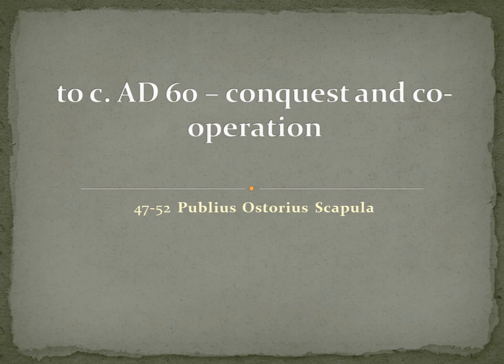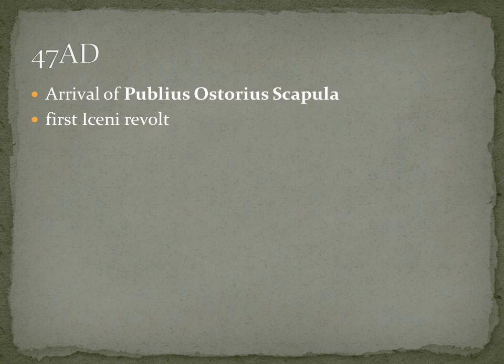Okay, today we're going to look at the early conquest period up to around AD 60, and we're going to be focusing on the second governor, Publius Ostorius Scapula, who was governor of Britain from AD 47 to 52. So, AD 47, Ostorius arrives in Britain. It is also the year of the First Iceni Revolt.